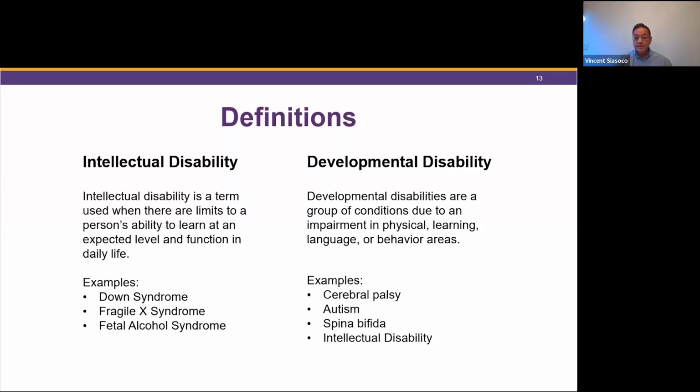A friend and colleague and a professor out in Long Island, Dr. Stephen Shore, once said, if you've met one person with autism, you've met one person with autism. And that goes for any individual with any type of disability.